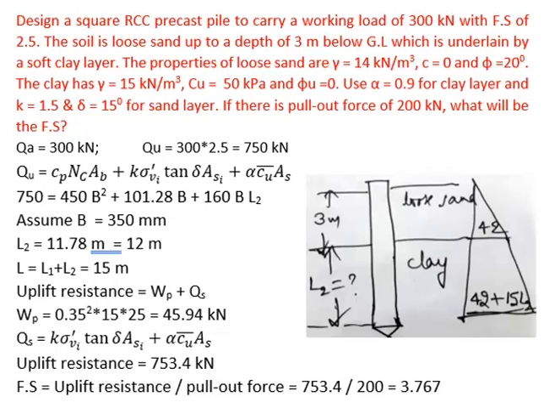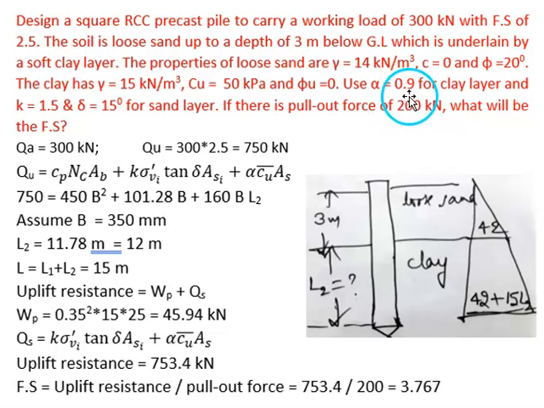Another example is to design a square RCC precast pile to carry a working load of 300 kilonewton with a factor of safety of 2.5. The soil is loose sand up to a depth of 3 meter below ground level, which is underlain by a soft clay layer. The properties of loose sand are gamma equal to 14 kilonewton per meter cube, C equal to 0, and phi equal to 20 degrees. The clay has gamma equal to 15 kilonewton per meter cube, Cu equal to 50 kPa, and phi equal to 0.